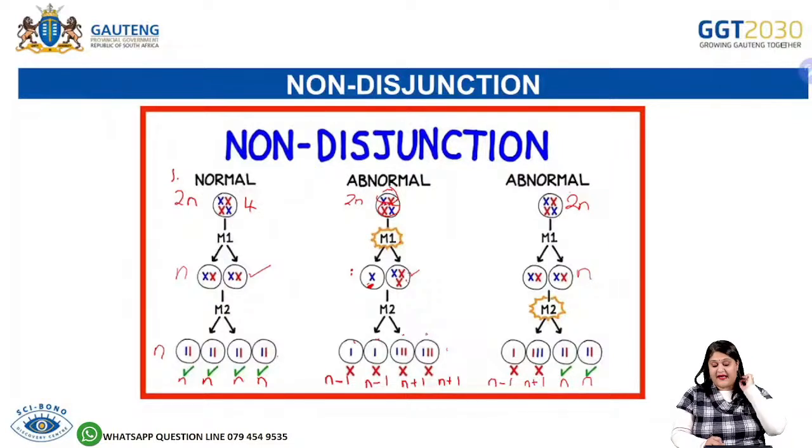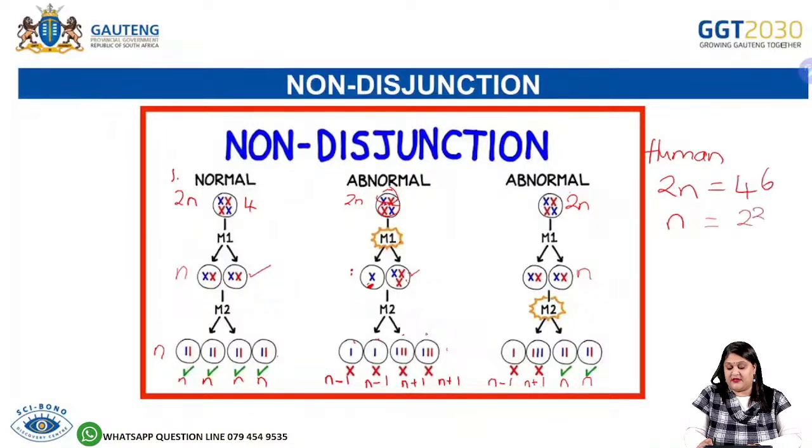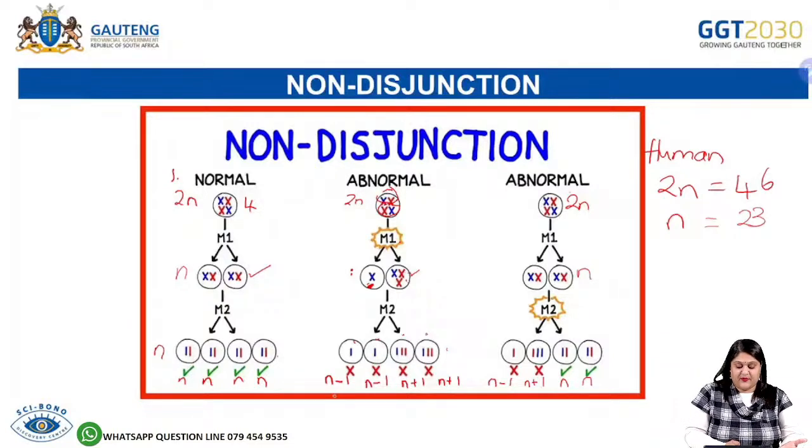Now, the reason why I'm explaining to you about the n minus 1 and n plus 1 is because the examiners aren't always going to give you a question on humans. If it's on humans, if we are talking about a human being, then our 2n equals 46 chromosomes, and our n equals 23 chromosomes. So I could easily have rather said that here we have 22, and here we have 24.